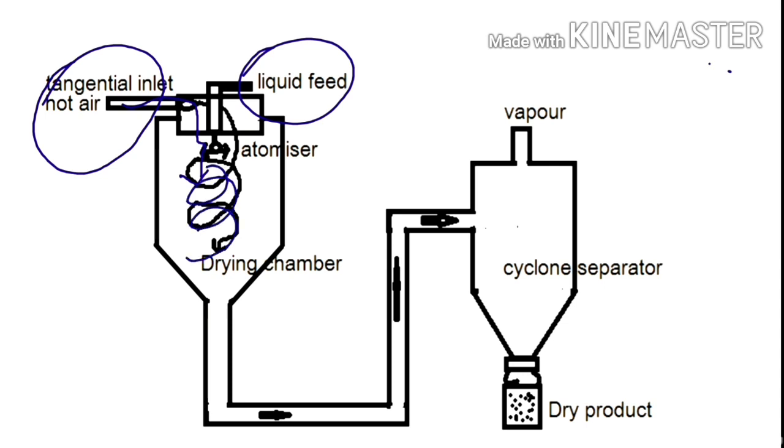So our liquid feed is introduced through the feed inlet into the atomizer. With the help of atomizer, the liquid feed is converted into fine droplets and it is thrown radially into this hot air. The selection of atomizer is very important because the properties of the final product depend on the nature of the droplet formed. Because of that, selection of atomizer is very important.